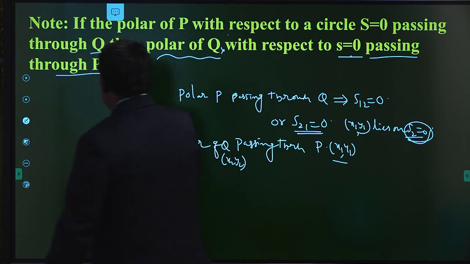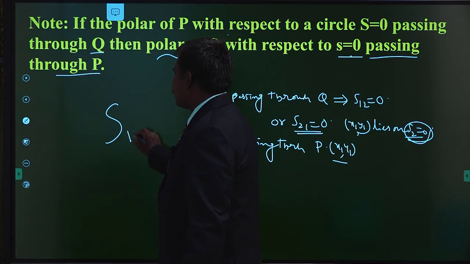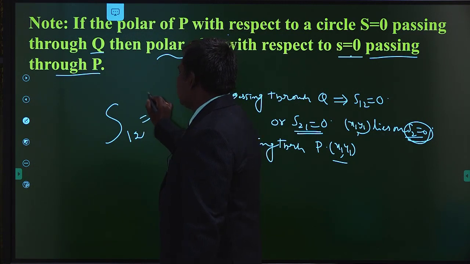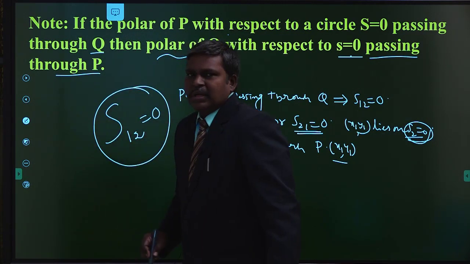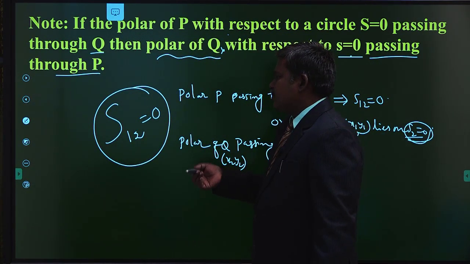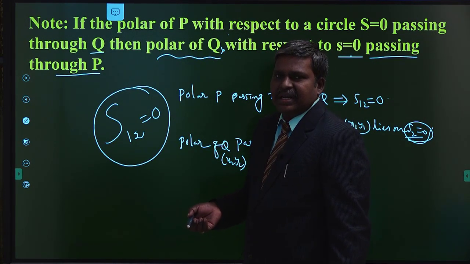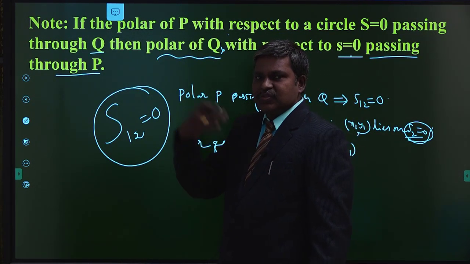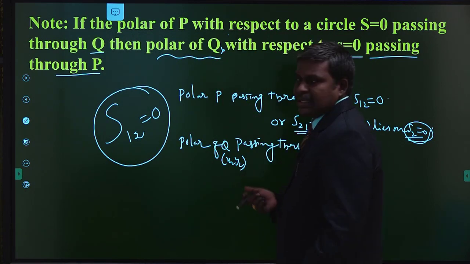So what is the main condition here, dear students? S12 is equal to 0. This is symmetric about (x1, y1) and (x2, y2). S12 equal to 0 is nothing but S21 equal to 0. That is why we obtain the condition here.